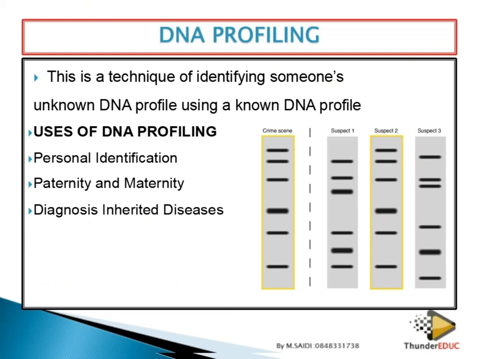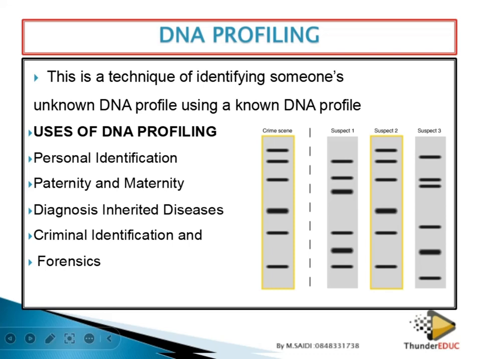Now, what are the uses of DNA profiling? DNA profiling is used for personal identification, paternity and maternity. Paternity is testing for the father, which one is the father. And maternity relates to the mother. Maybe at the hospital, if there's a swap of babies, and they want to check who's the mother of this one, they can conduct a DNA profile.